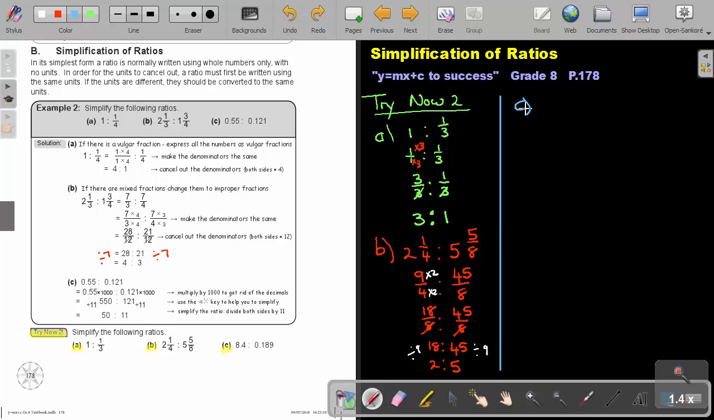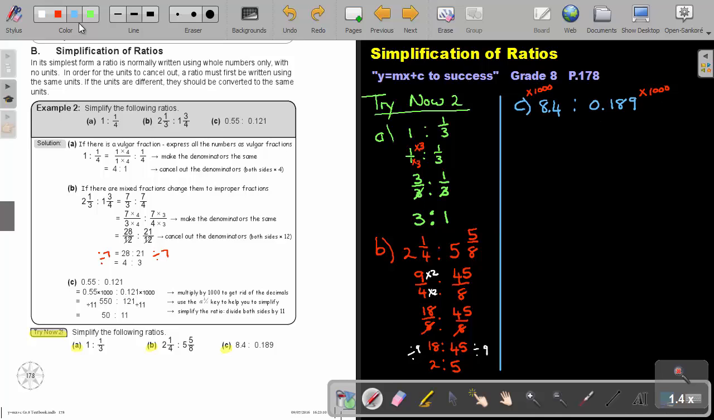So, here is number C. This will be 8.4 to 0.189. Basically, check the decimal places: there's 3. So focus on the 3. I must multiply by at least 1,000 to get rid of all the decimal places.